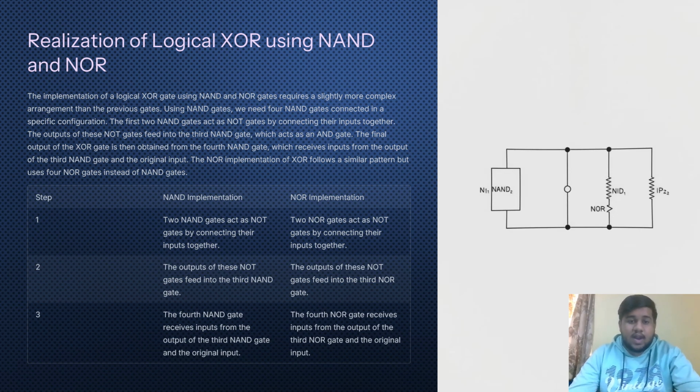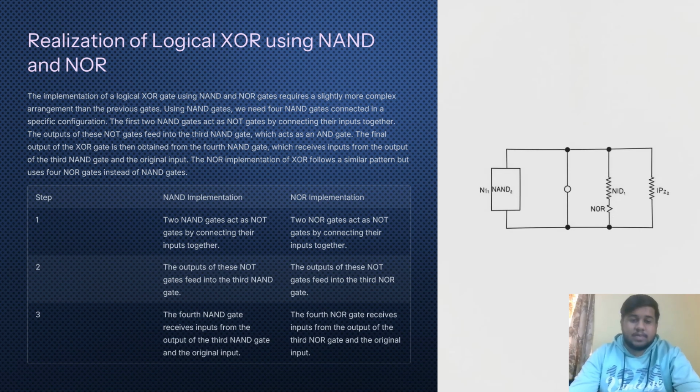Step 1. NAND implementation: two NAND gates act as NOT gates by connecting their inputs together. NOR implementation: two NOR gates act as NOT gates by connecting their inputs together. Step 2. NAND gate implementation: the output of the NOT gate feeds into the third NAND gate. NOR gate implementation: the output of the NOT gate feeds into the third NOR gate.